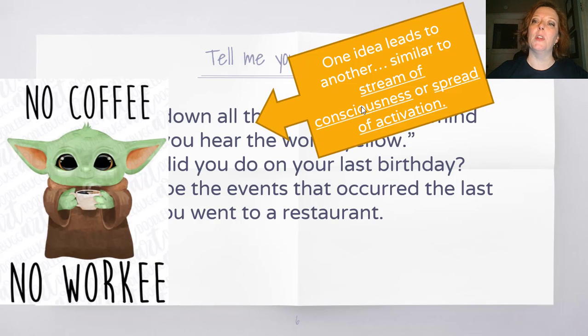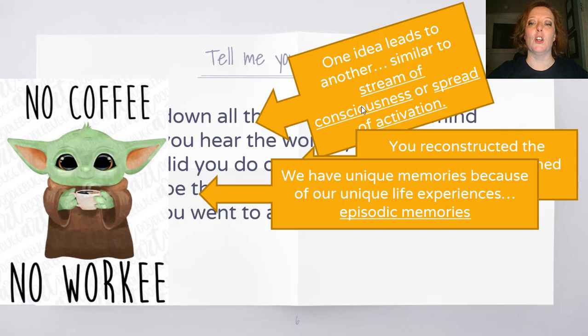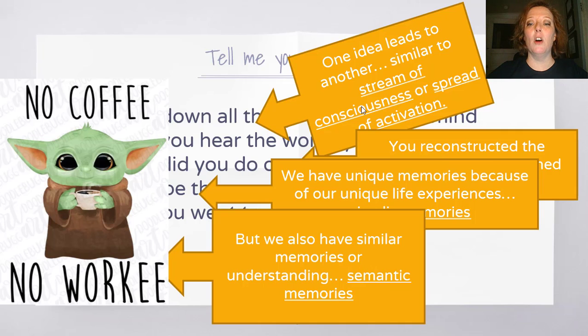One idea leads to another. It's similar to a stream of consciousness or the spread of activation. In this memory, you reconstructed the memory of what happened before you told it. We all have unique memories because of our unique life experiences. These are episodic memories. But we also have similar memories or understanding, which are semantic memories.